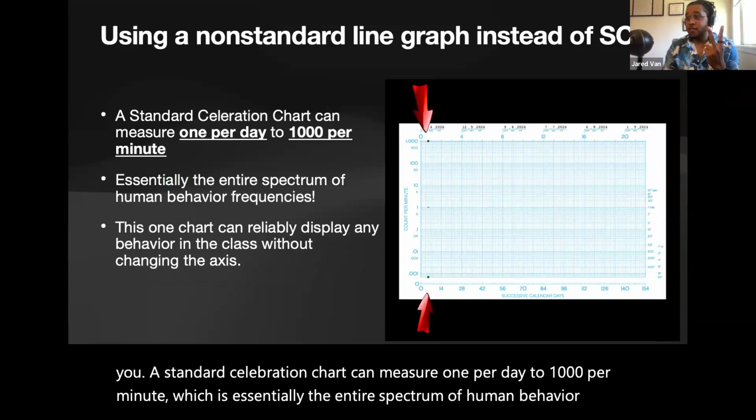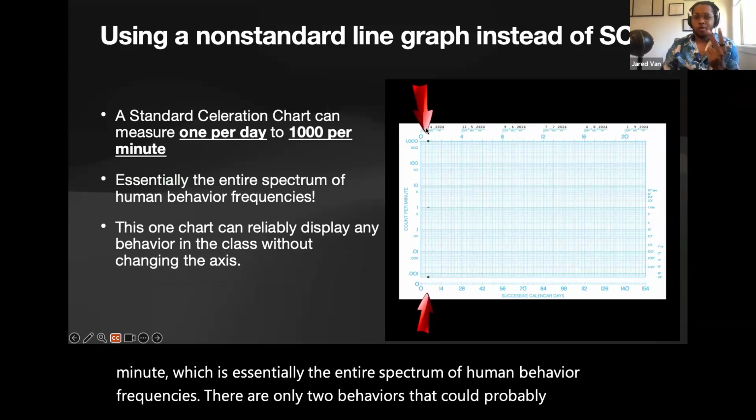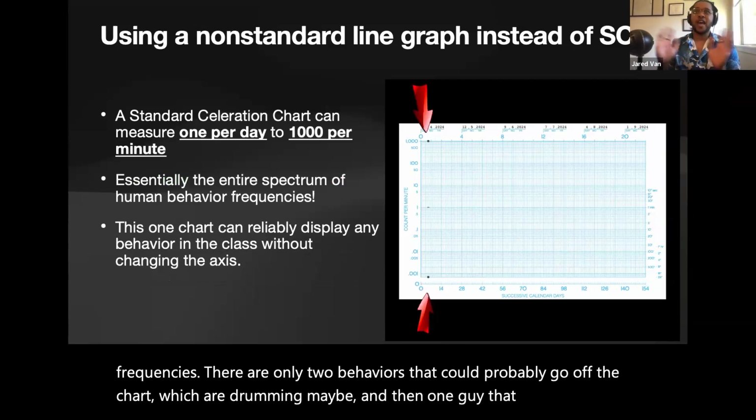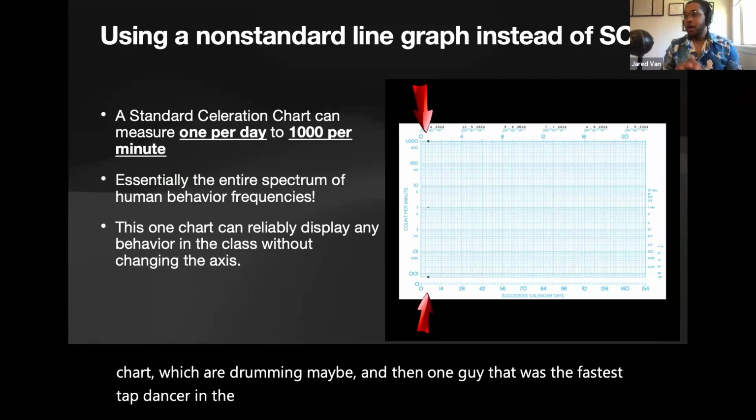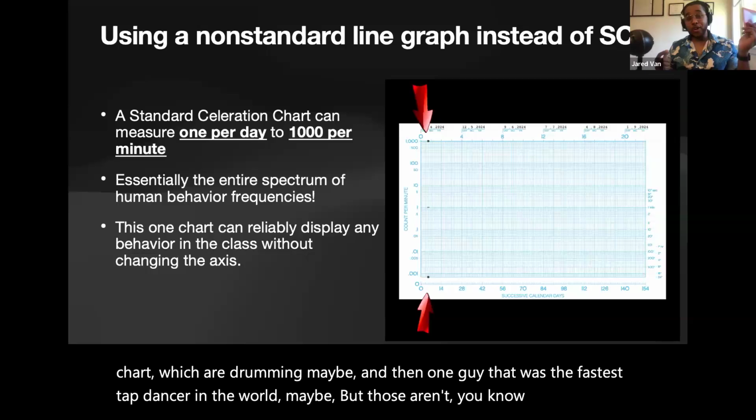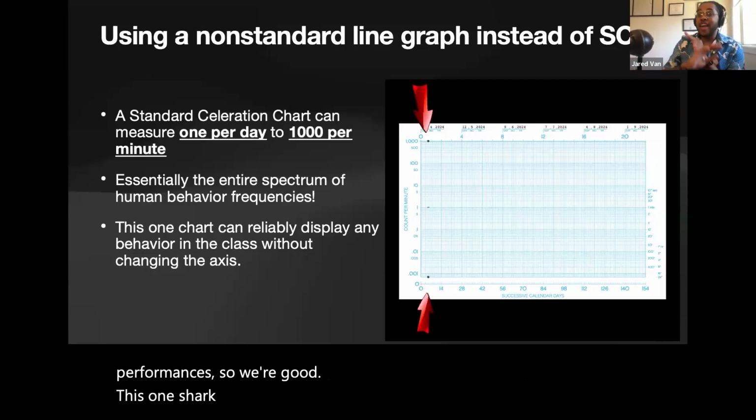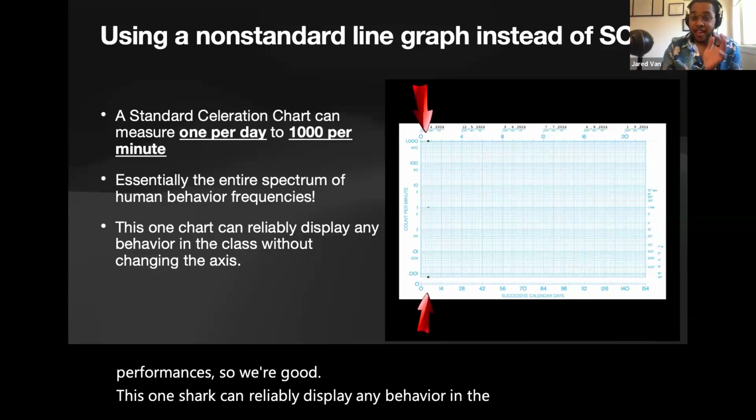There are only two behaviors that could probably go off the chart, which are drumming, maybe, and then one guy that was the fastest tap dancer in the world, maybe. But those aren't classroom performances. So we're good. This one chart can reliably display any behavior in the class without changing its axis.